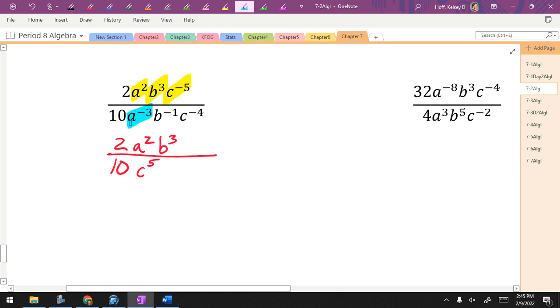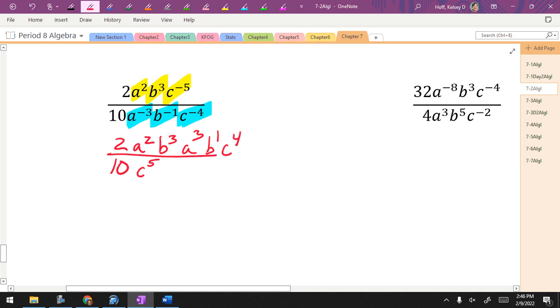Now in our denominator, a to the negative 3rd, going up to the top. B to the negative 1st, going up to the top. C to the negative 4th, going, whoops, that should not be a negative 1 anymore, should it? A 1, going to the top.